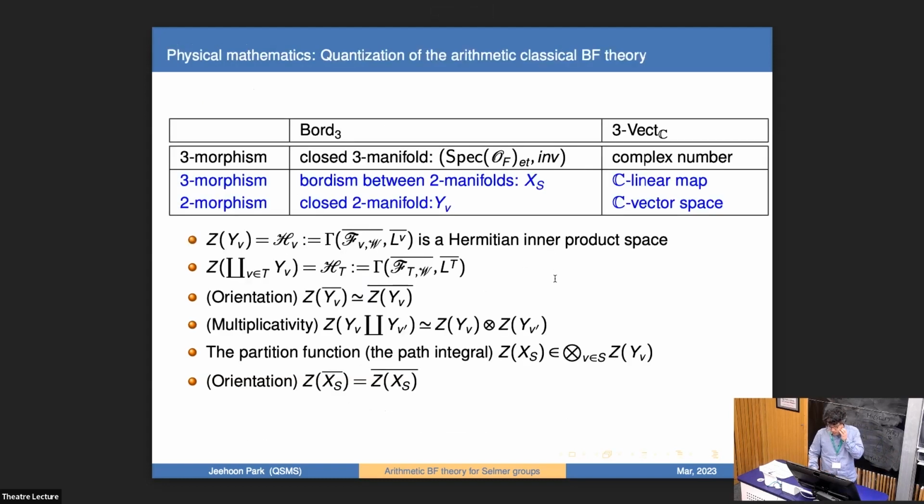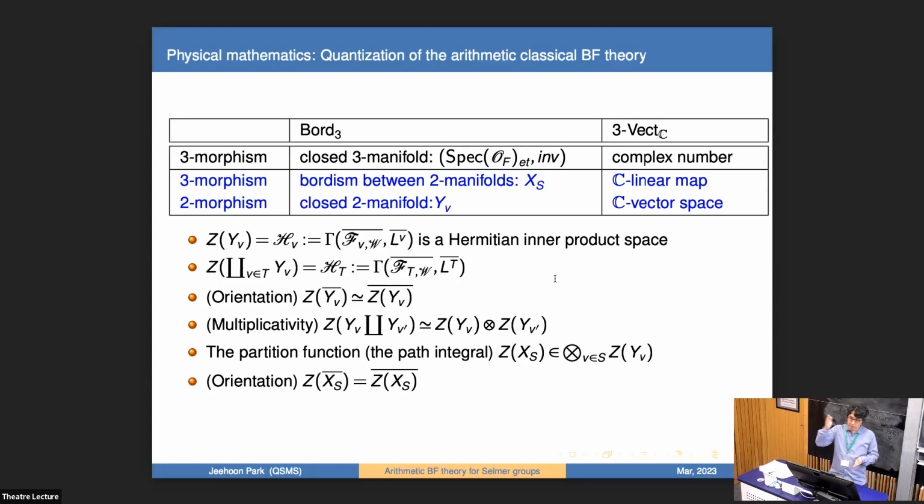Now, let me think about the quantization. We're almost there, right? We have a Q Z torsor, so an associated line bundle. So we can make the inner product space. In this case, it's a finite dimensional inner product space. Taking global sections, for the closed manifold YV, so Spec of FV, the Z of YV will be, by definition, the sections of the line bundle. This is a finite dimensional C vector space, and then you can put a natural Hermitian inner product structure using a section, for example.